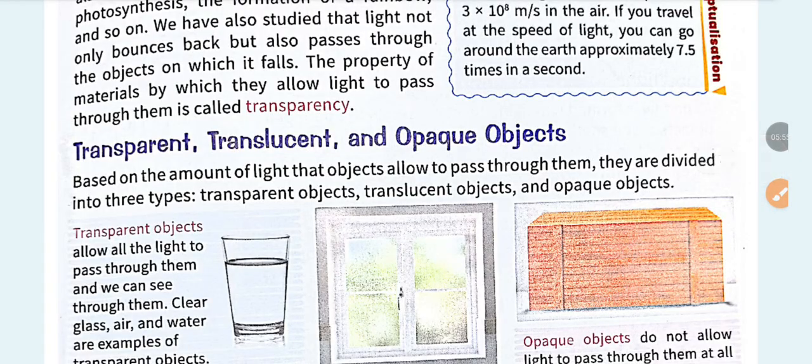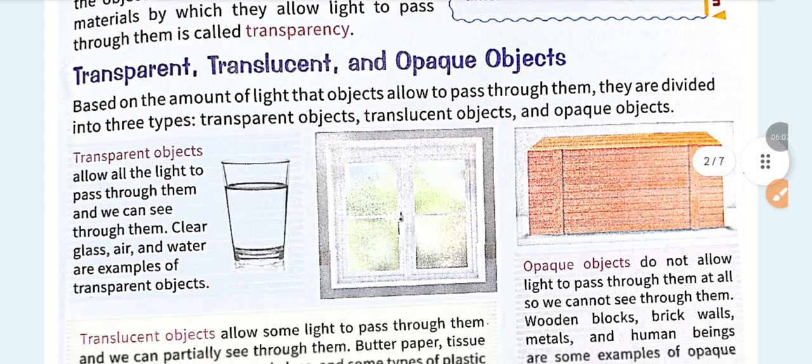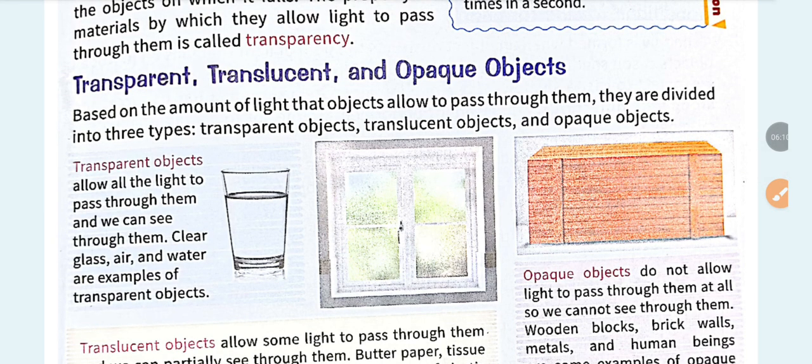Based on the amount of light that objects allow to pass through them, they are divided into three types: transparent objects, translucent objects, and opaque objects. Transparent objects are the objects which allow light to pass through them and we can see through them clearly, like glass objects, a plain glass window, air, water, so many things, right?